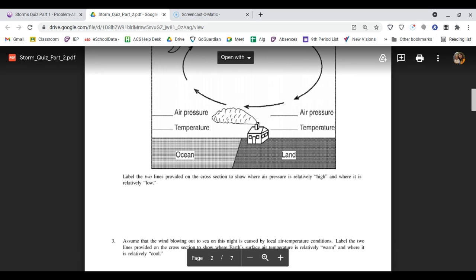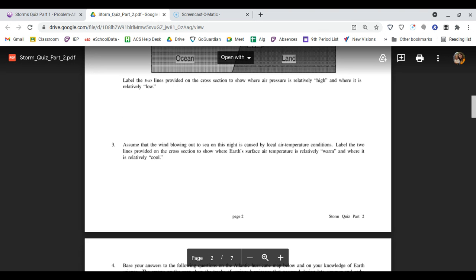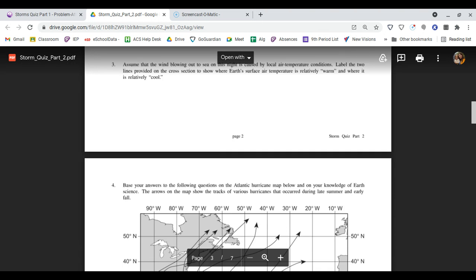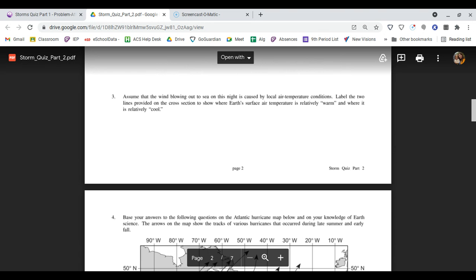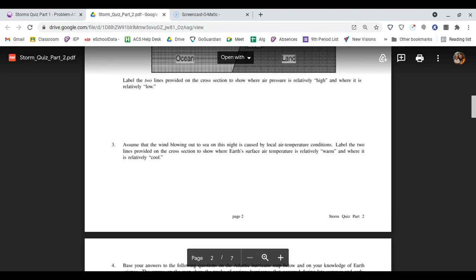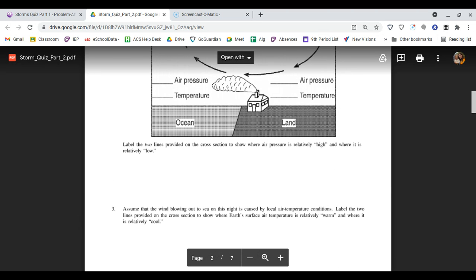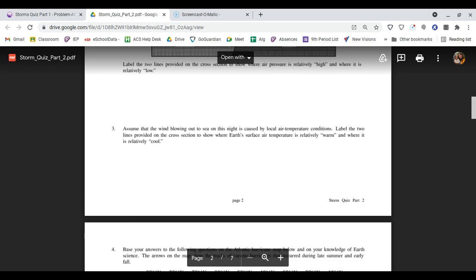So would it be cooler over the ocean or warmer over the ocean, or cooler over the land and warmer? Remember, it's at night. Does the label up? Yeah, they want you to put warm or cool on the line that says temperature.